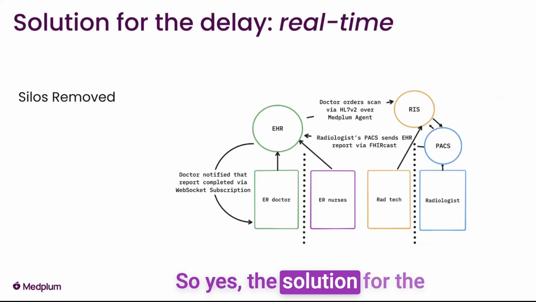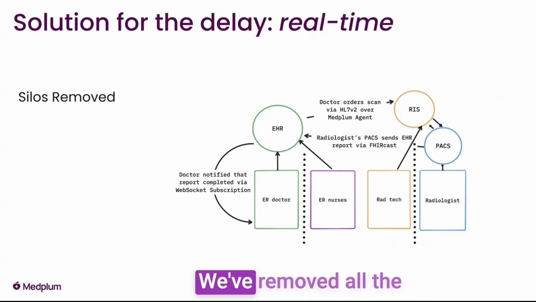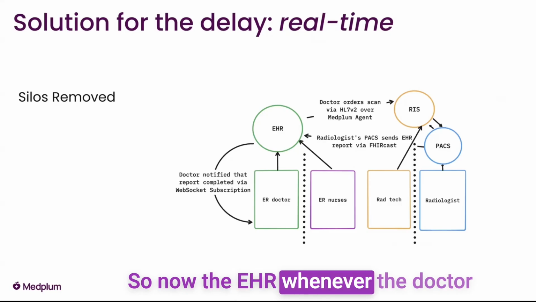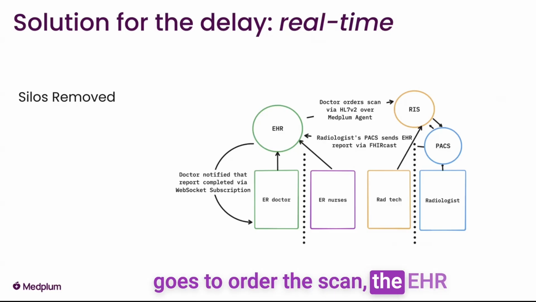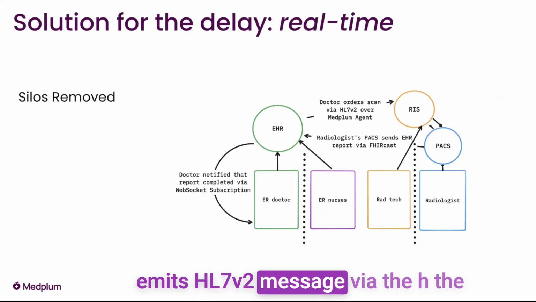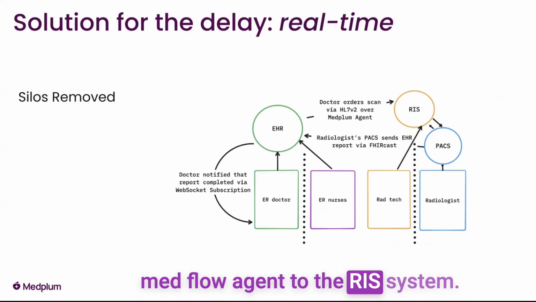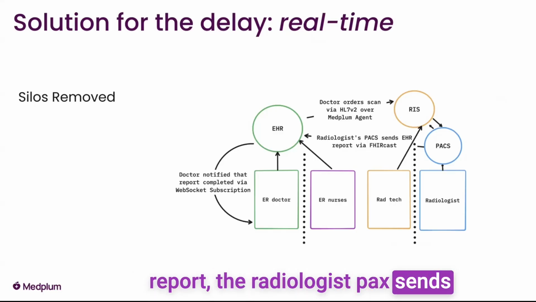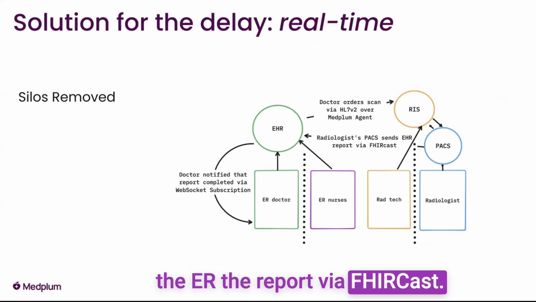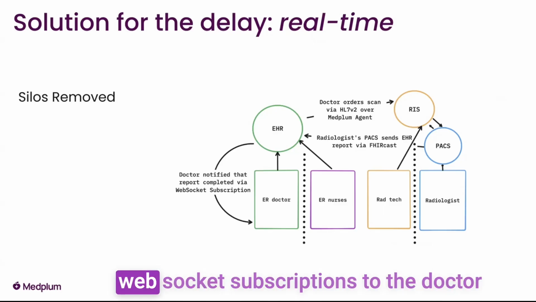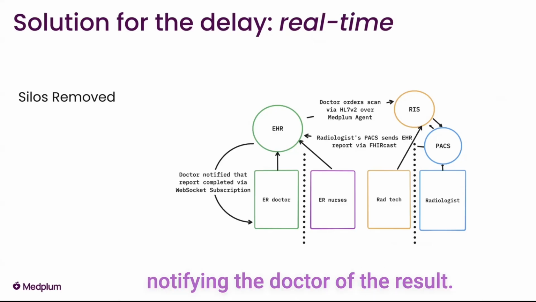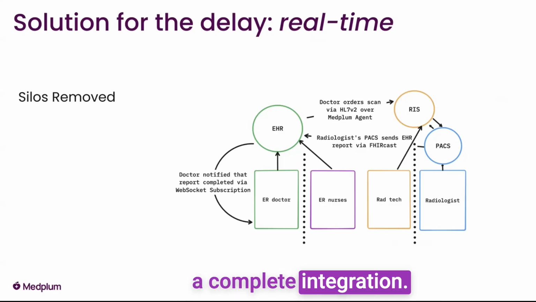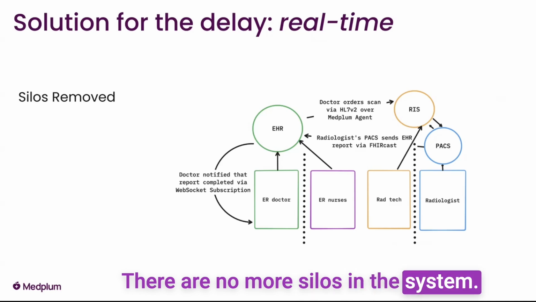So yes, the solution for the delay, we say, is real time. We've removed all the silos that we saw earlier. So now the EHR, whenever the doctor goes to order the scan, the EHR emits an HL7v2 message via the Medplum agent to the RIS system. When the radiologist completes his report, the radiologist PAC sends the EHR the report via FHIRCast, and that triggers a push notification via WebSocket subscriptions to the doctor, notifying the doctor of the result. So in this case, we've done a complete integration. There are no more silos in the system.